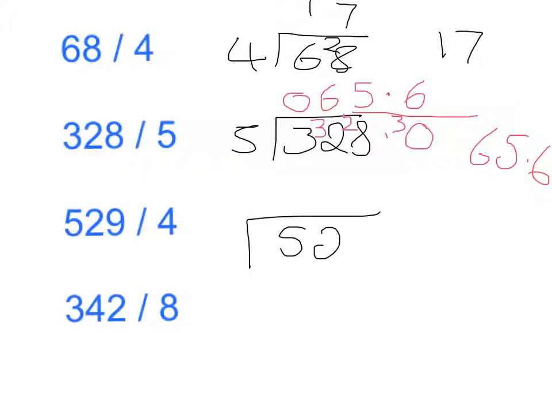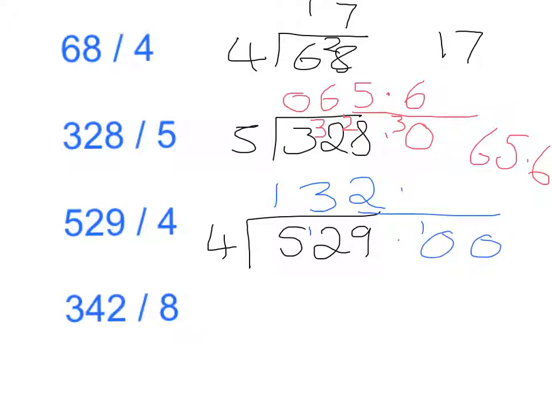Next example, 529 divided by 4. How many 4s go into 5? 1 with 1 left over. How many 4s in 12? 3. How many 4s in 9? 2 with 1 left over. How many 4s in 10? 2 with 2 left over. How many 4s in 20? 5. So my answer is 132.25.